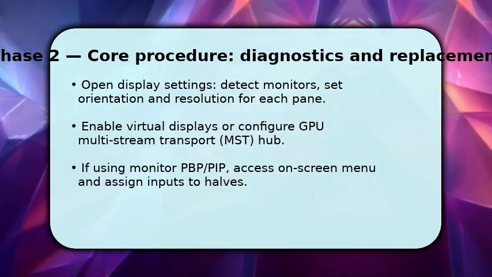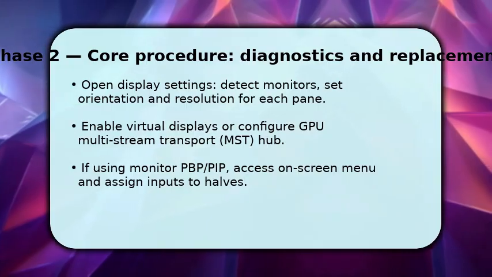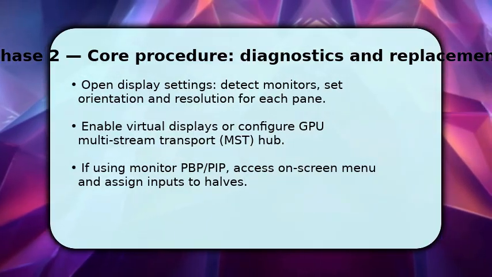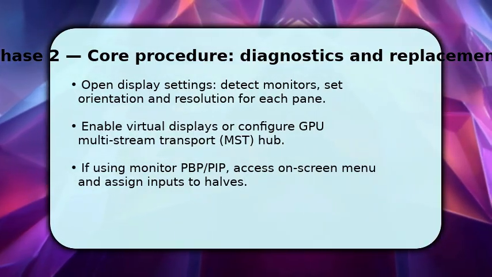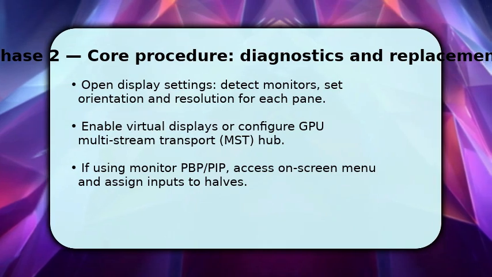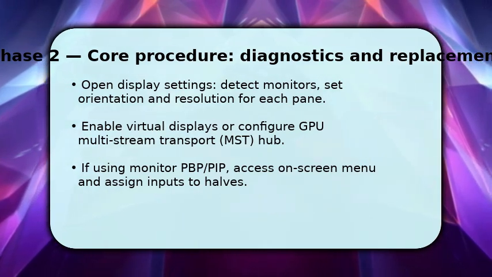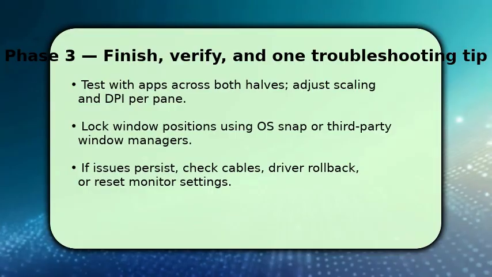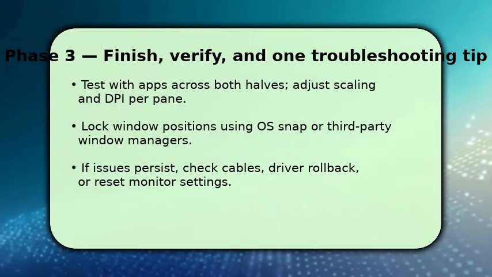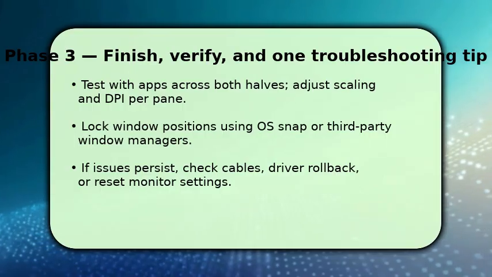For monitor-based PBP or PIP, navigate the on-screen menu and map input ports to the left and right halves. Make adjustments so scaling and refresh rate are consistent across both panes. Finish by testing workflows. Drag different apps to each pane and use Windows Snap to lock layouts.